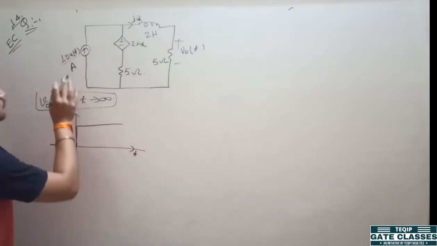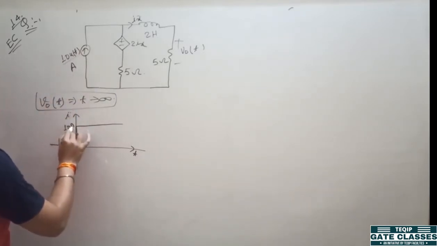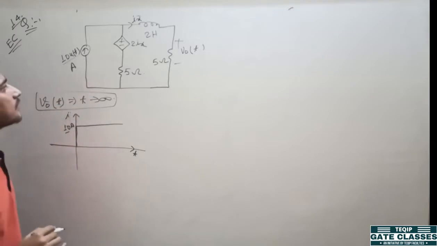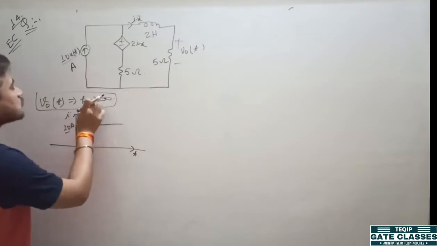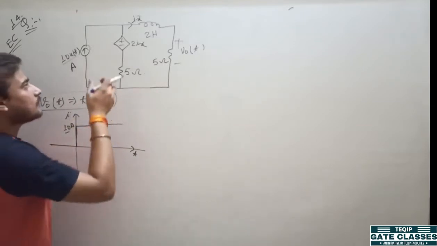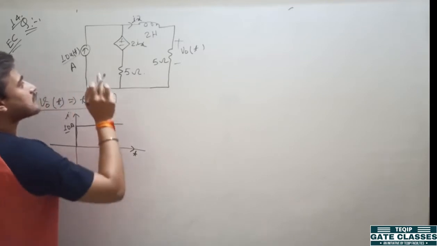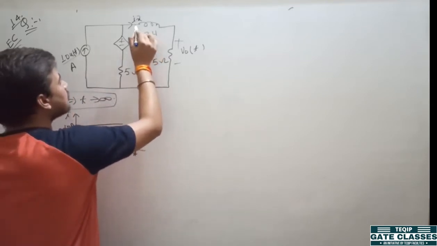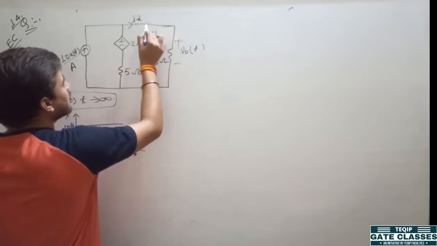Clear? So now what will you do? Now the 10 ampere of current will start flowing in this circuit. We have to find when the time t tends to infinity. So when the time t becomes equal to infinity, what will happen with this inductor? The inductor will be replaced by a short circuit. So I am replacing the inductor by a short circuit.